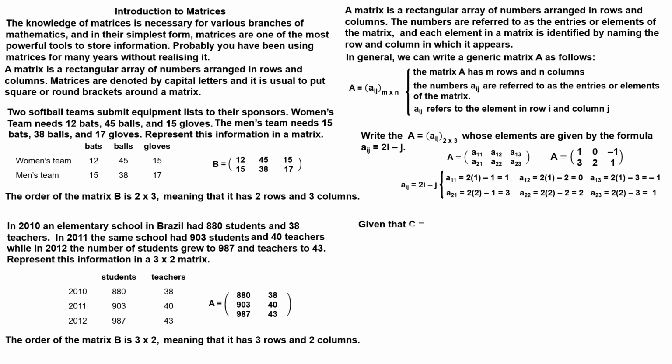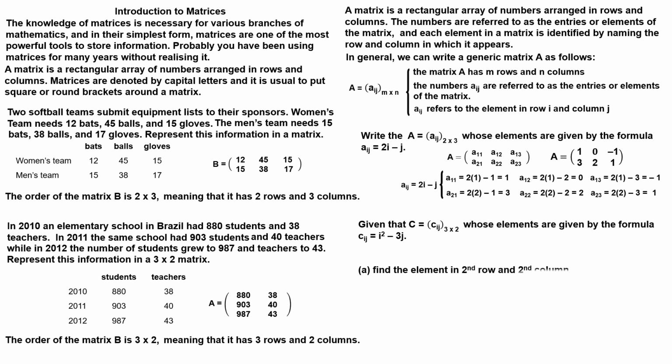Given that C equals Cij, 3 by 2, whose elements are given by the formula. Find the element in second row and second column. Find the element in third row and first column. The matrix C has 3 rows and 2 columns. But in this example, we don't need to write explicitly all the elements of matrix C.